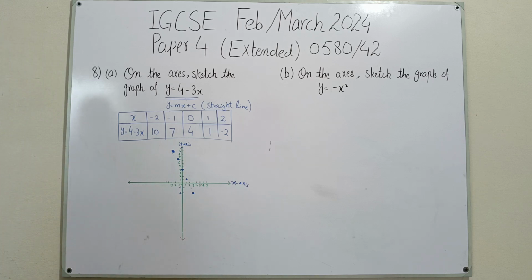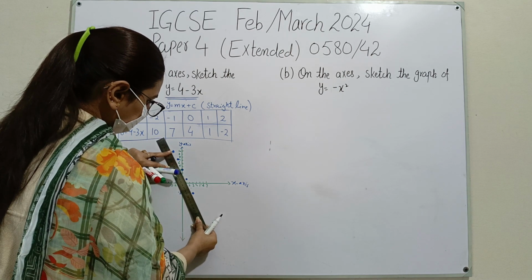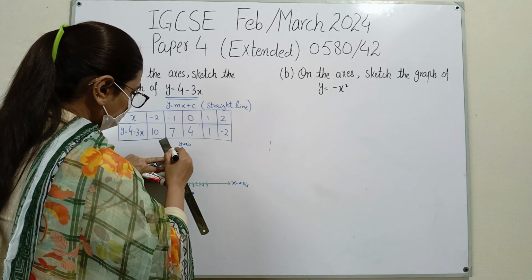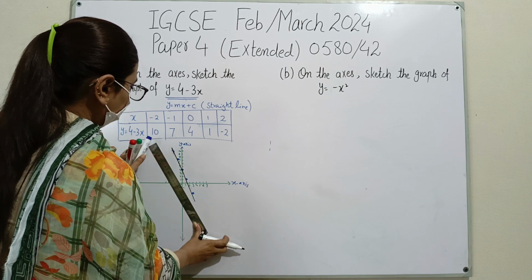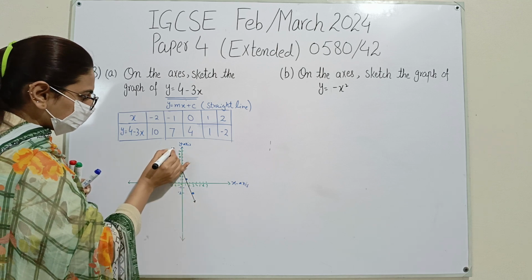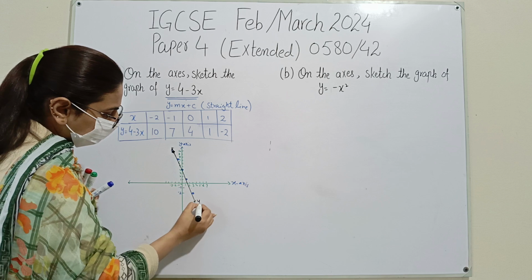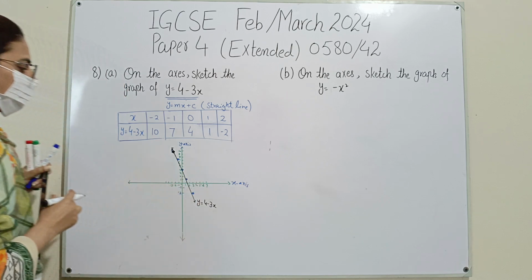If you match them all, you will get the graph of this respective expression. After that, you have to match all these points with a scale, and you will come to know that this is a straight line. So this is the graph of y equals 4 minus 3x.